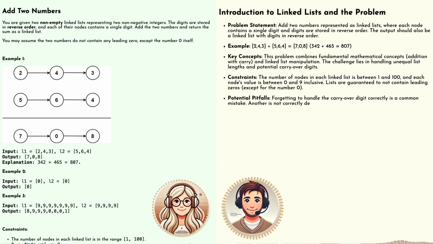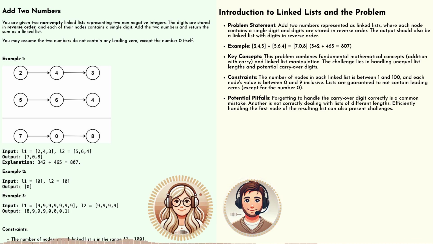Oh, linked lists. Those can be tricky. Before we jump into the problem itself, can you give us a quick refresher on linked lists for anyone who might be a little rusty? Absolutely. Picture a chain of nodes. Each node in that chain holds a piece of data, in our case a single digit. But here's the key. Each node also has a pointer. Think of it as a little arrow that points to the next node in the chain. It's like a treasure hunt where each clue leads you to the next.